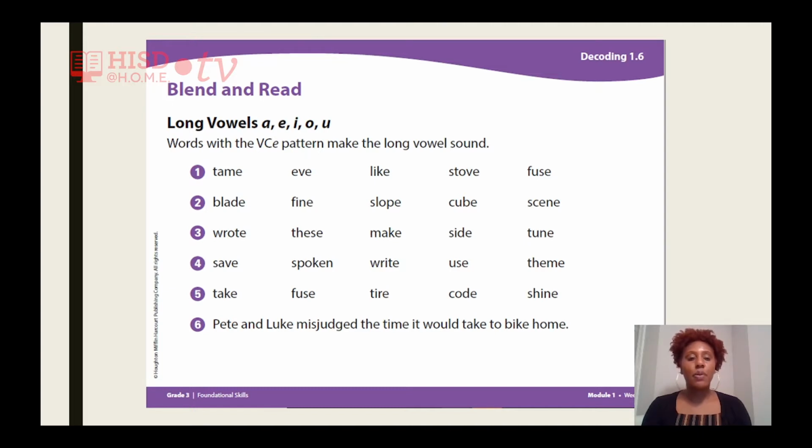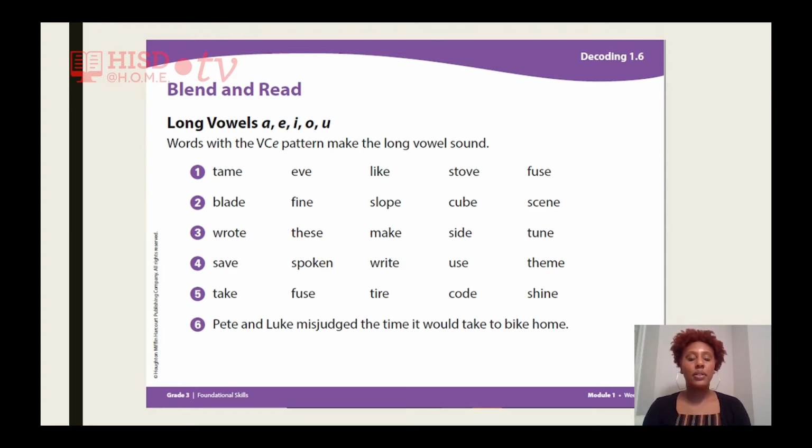So for example, our first word, we have T-A-M-E. So I see that I have my initial letter of T, but then I have my vowel of A, consonant M, with my ending of E. So I know that the vowel sound in that word has to be the long A sound. So let's sound it out.